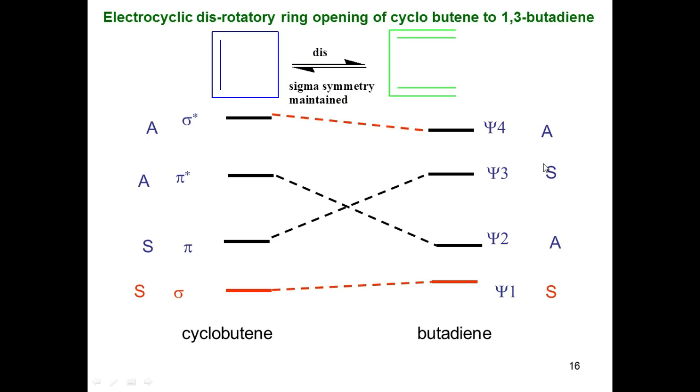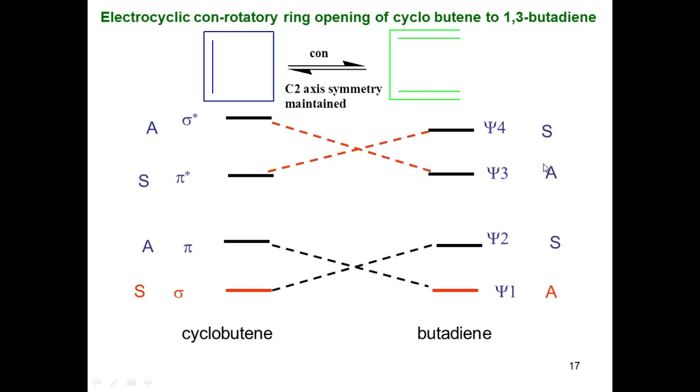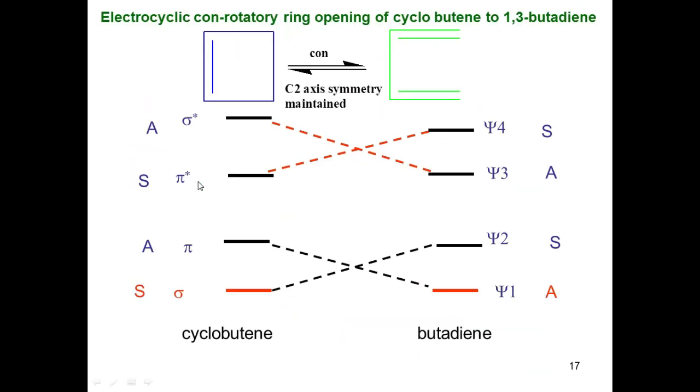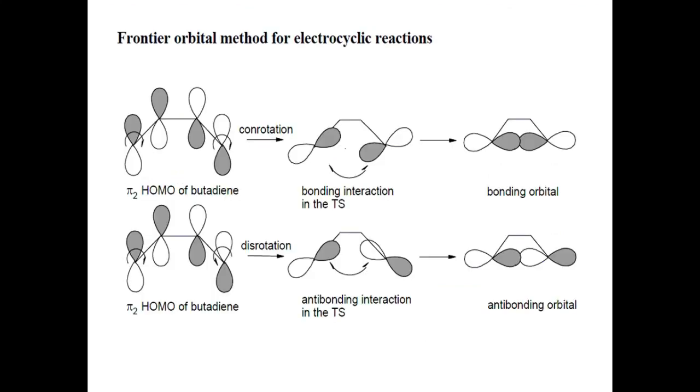So another example for conrotatory ring opening of the same compound, 1,3-butadiene. Here is opposite. Here like this sigma, pi and pi star to sigma, and then here is SA and SA, and then psi 1, psi 2, psi 3. Here is AS and AS. Here is just the opposite of this reaction.